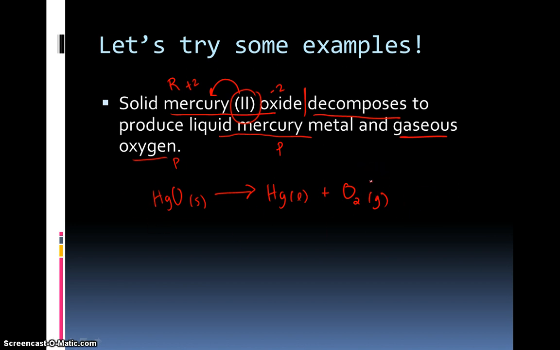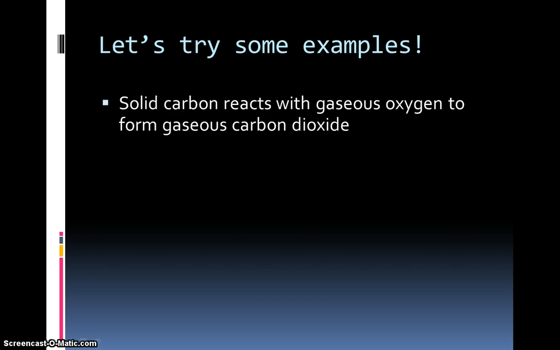So let's go ahead and try a second one. Solid carbon reacts with gaseous oxygen to form gaseous carbon dioxide. So if we read this one, when we hit this phrase to form, that tells me this is where my reaction is stopping and I'm making products at that point. So solid carbon is going to be my first reactant, and it's telling me it's reacting with gaseous oxygen, which is going to be my second reactant. Gaseous carbon dioxide is the only thing I'm going to have as a product, so now we can go ahead and write our chemical equation.